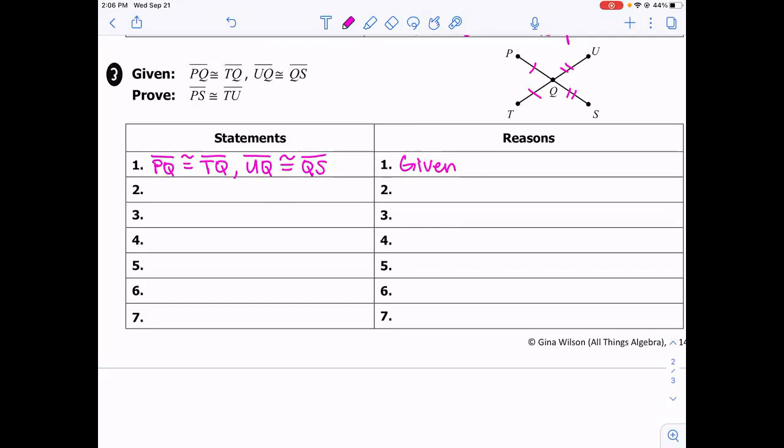Okay, definition of congruence. Let's go ahead and just use that right away. Let's write that PQ equals TQ and UQ equals QS. Now here's the deal. I am working with small pieces and eventually I want to show that the big pieces are the same. So we have small pieces and big pieces.